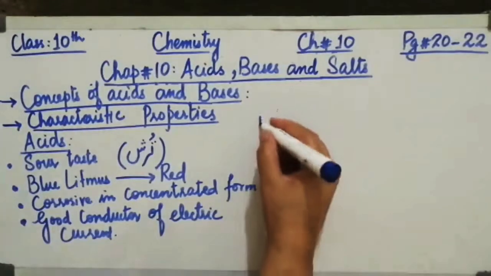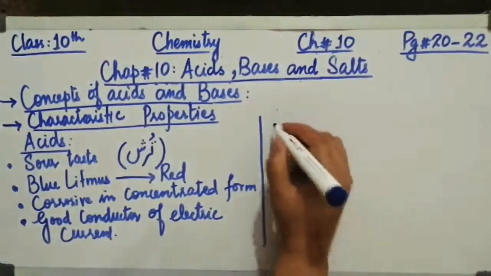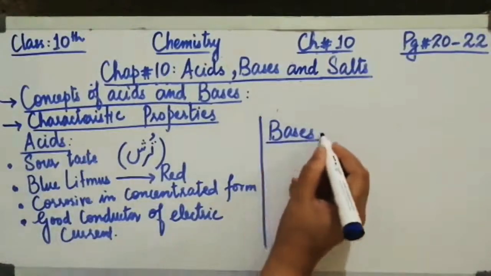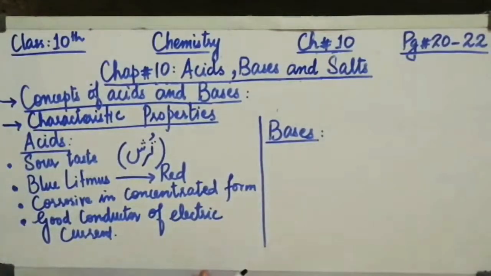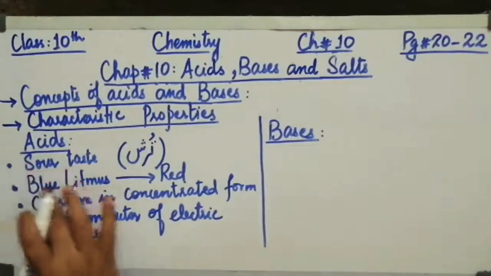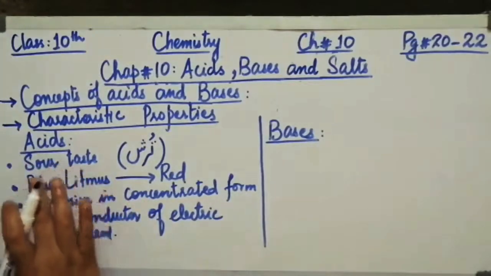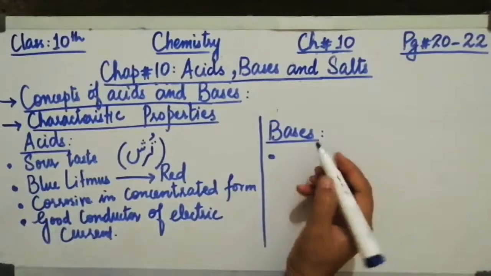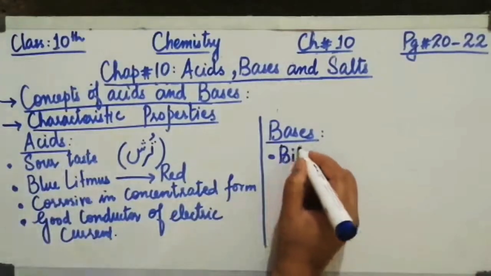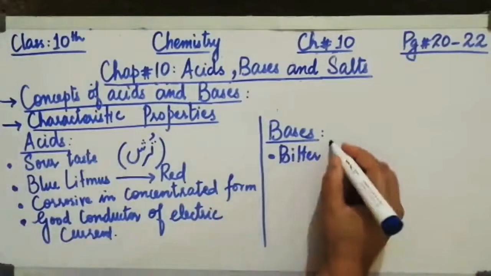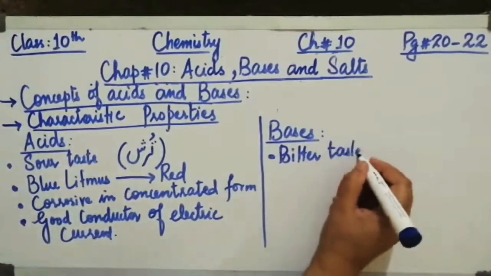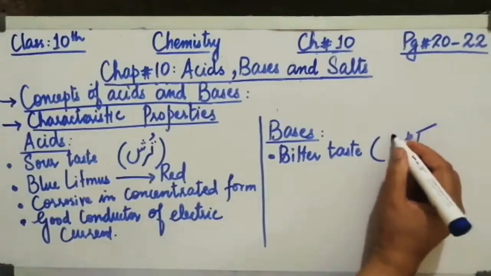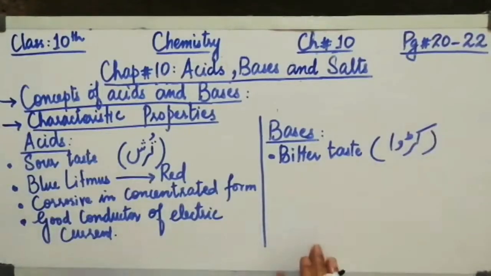Now come to the next property, that is bases. We will follow the same points for the bases as well. For example, the first point regarding the acid is taste. So what about the taste of bases? Bases have a bitter taste. What's the meaning of bitter? Kadwa. Ye kadwe hote hain.